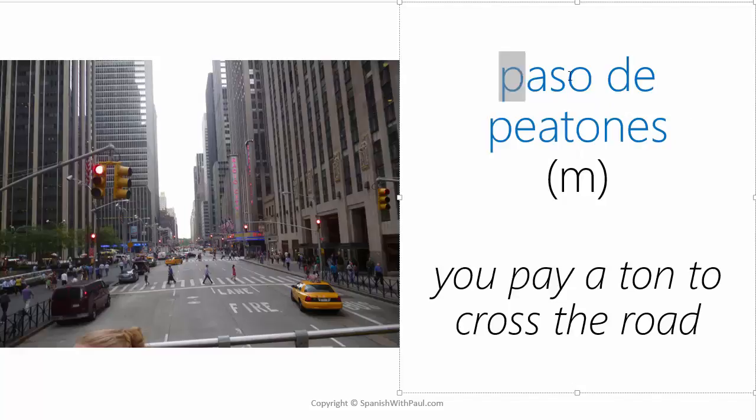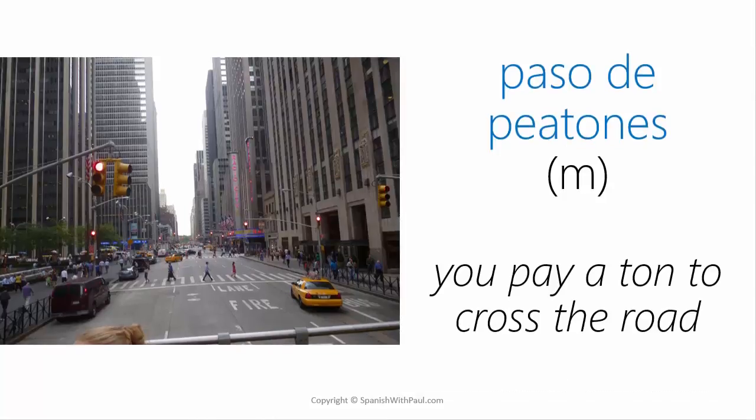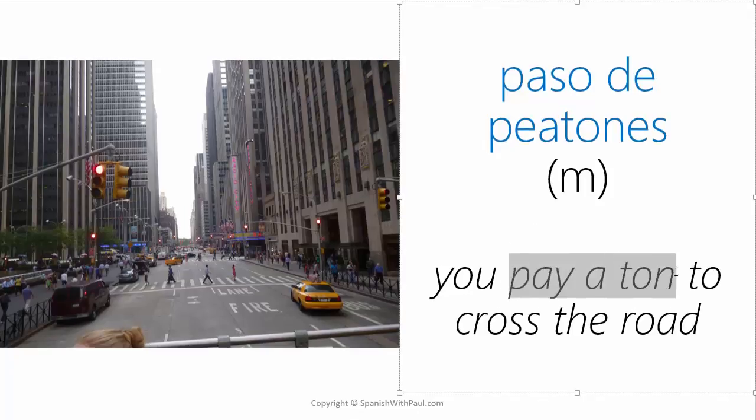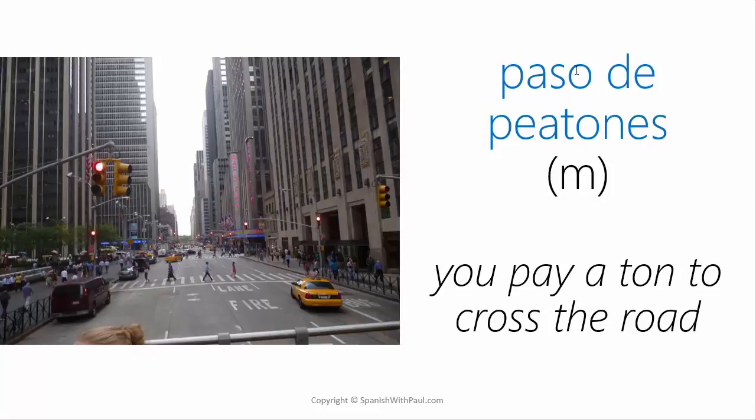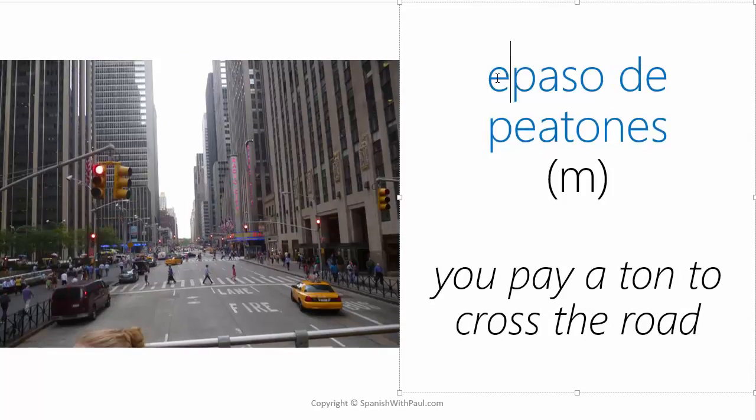Here we have paso, which is easy, paso de, and then pedestrians is actually peatones. So pedestrian pathway in Spanish. They describe it in that way. So zebra crossing or pedestrian crossing would be paso de peatones. And we pay a ton, peatones, to cross the road. To say the zebra crossing or a zebra crossing, it would be just el at the front of that. So el paso de peatones would be the zebra crossing or the pedestrian crossing.